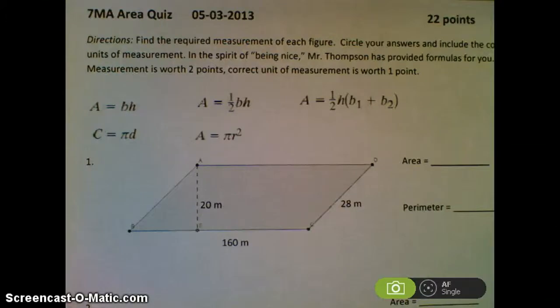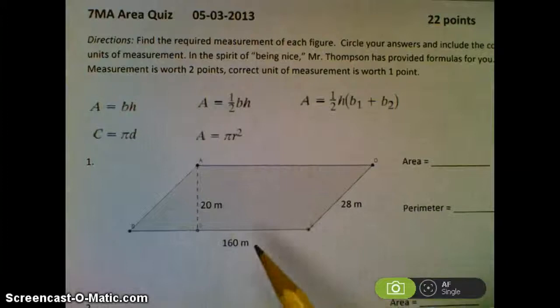Hello everyone, I'd like to give you some quick hints on how to correct and reflect for the quiz, because the area quiz did not go very well.